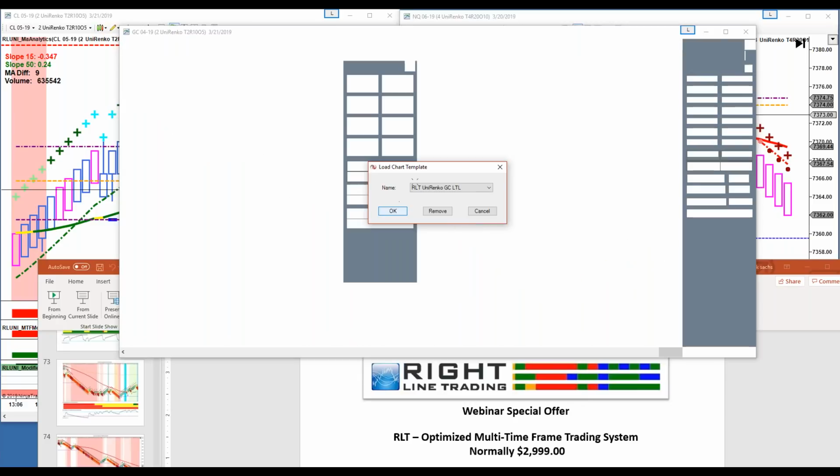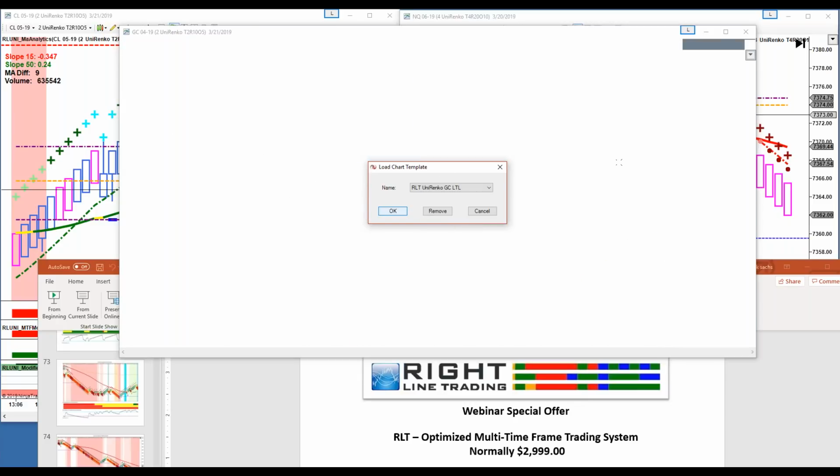LTL, hit it, and there's your chart, it's going to come right up. In just a second to load. You get all these templates. Now you should have this chart already up. If you have any intention of trading gold, you should be ready to roll on it. You shouldn't have to create a new chart.